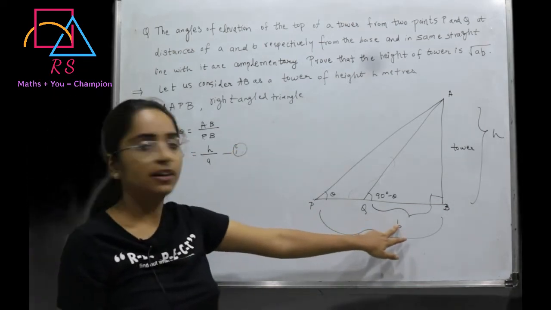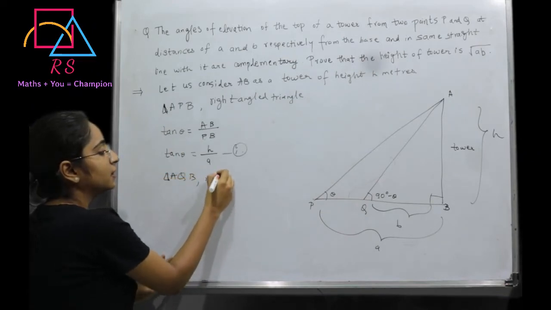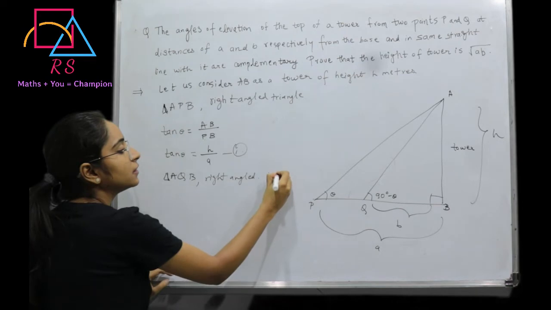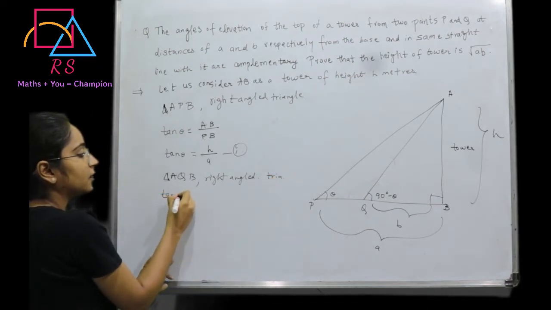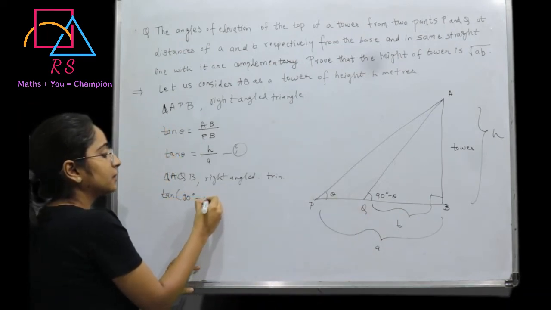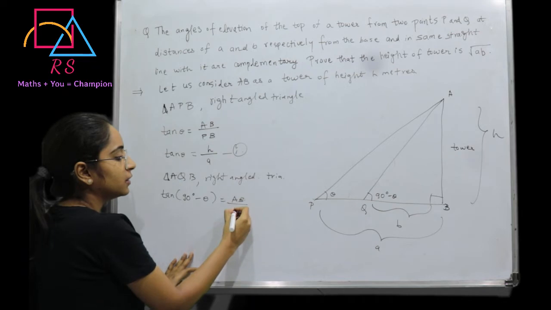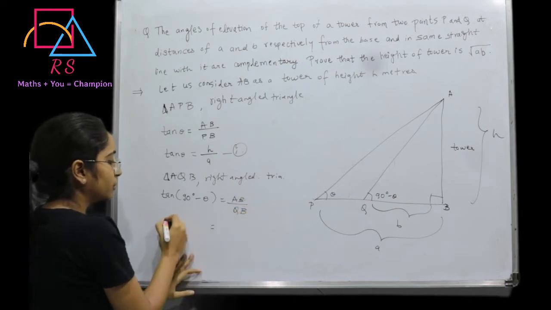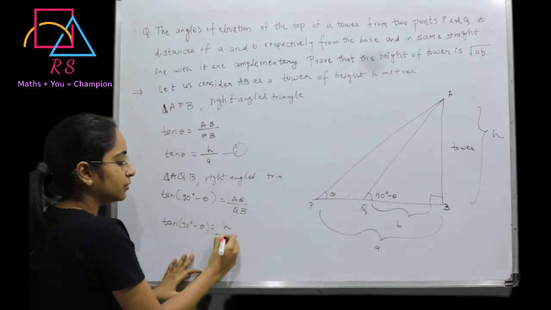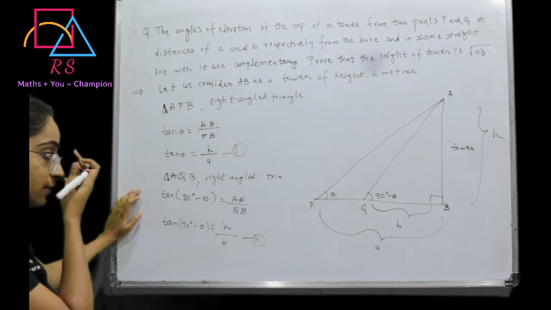And now I will consider the second triangle AQB. So in triangle AQB, which is a right angled triangle, I will consider again tan of 90 degree minus theta, which is complementary, which is equal to the opposite side AB upon the adjacent side QB. I'll put the values in that. Tan of 90 degree minus theta is H upon B, since AB is H and BQ is B, which is the second equation. Now I have the first and second equation.